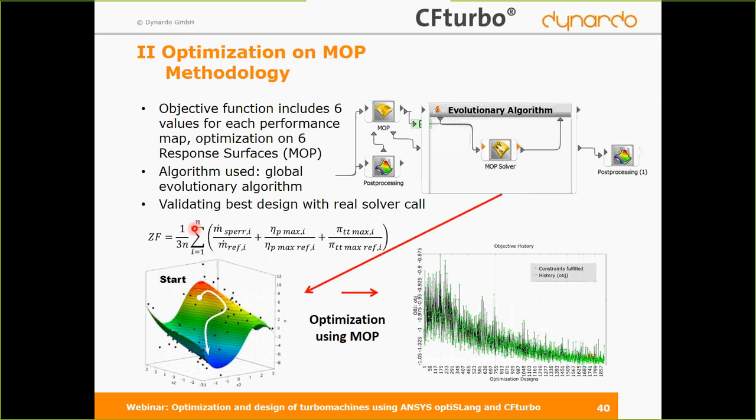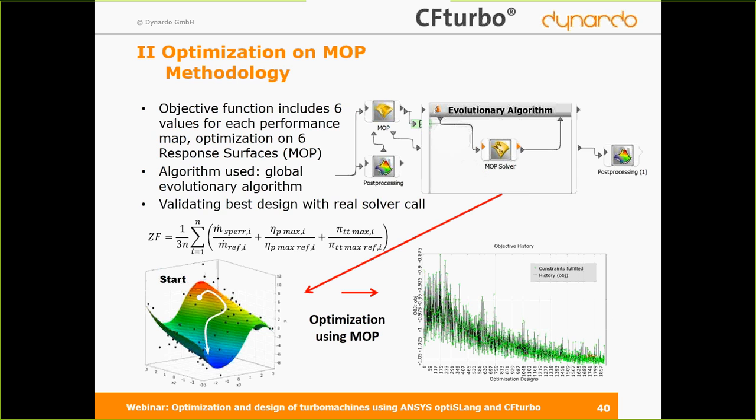So that means for 2 speed lines in total we have 6 response surfaces, and a global evolutionary algorithm was used for the optimization, and the best design was validated then with a real turbo core calling CFD and CFD analyzer. And as I mentioned, this is done within minutes, the optimization on the response surface, and then you can have a look at the results, change again your objective function, and do the calculation on the response surface again.